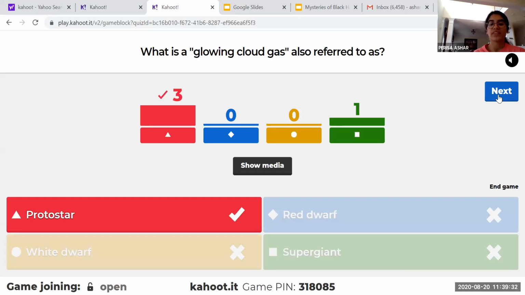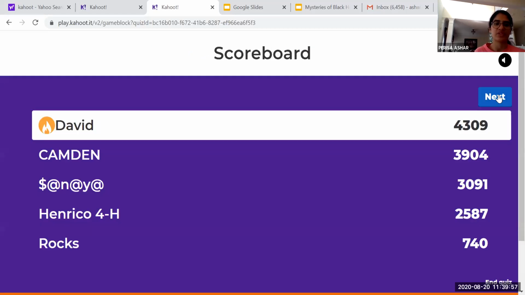Good job, a lot of you got this correct. It is protostar. That's what it's referred to when a star is glowing, right? Because when a star is formed, there's a lot of heat energy occurring, causing it to glow. And it has a lot of gas still surrounding it. So the nickname for a glowing cloud of gas is protostars. Not supergiants, although I can see how that might be a tricky option. So good job, everyone who got that correct.